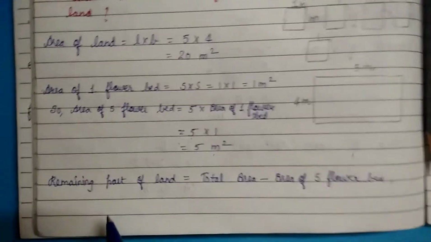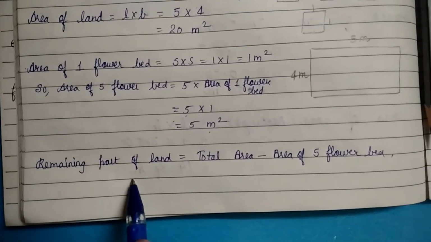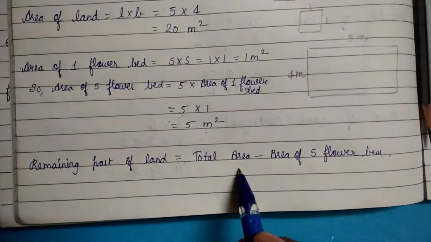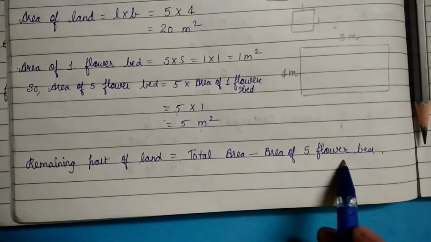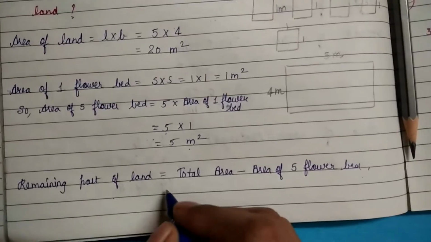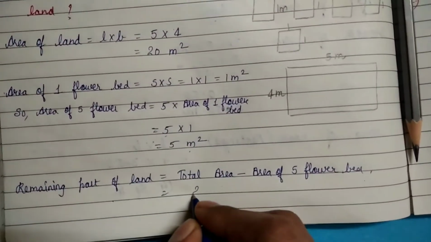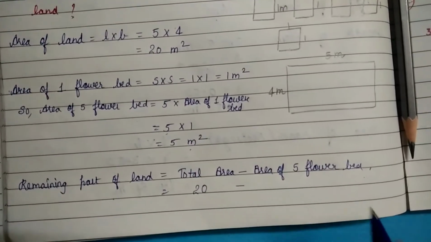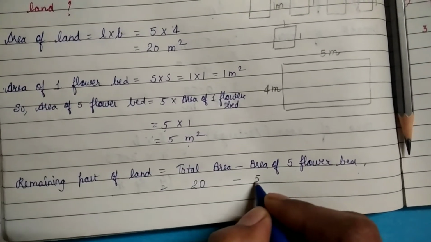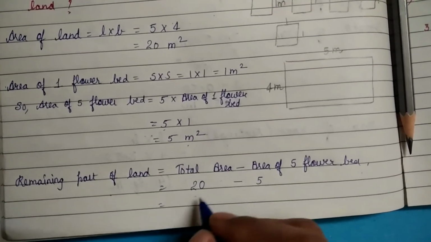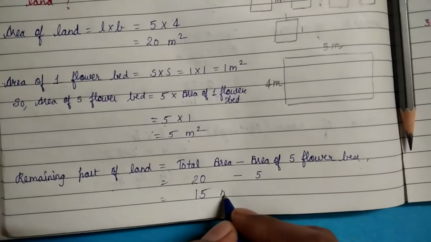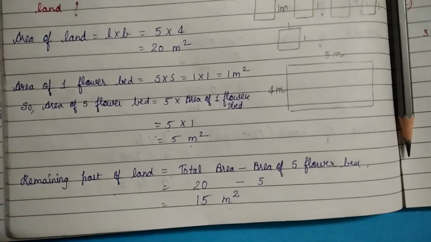So now we have to find out the remaining part of the land, which is equal to total area minus area of 5 flower beds. So the total area that we saw is 20. So 20 will subtract the area of 5 flower beds. Okay, so 20 minus 5 is 15, and the unit is meter square.